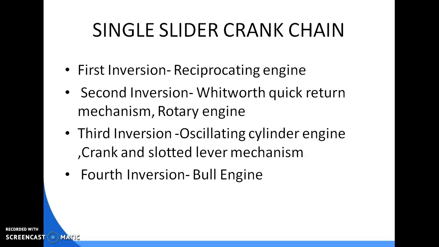Here we will discuss this one by one. Generally, a single slider crank chain is a modification of the basic 4-bar chain. It consists of 1 sliding pair and 3 turning pairs. It is usually found in reciprocating steam engine mechanism. This type of mechanism converts rotary motion to reciprocating motion and vice versa. A single slider crank mechanism has 3 turning pairs and 1 sliding pair. One by one we will discuss the inversions.